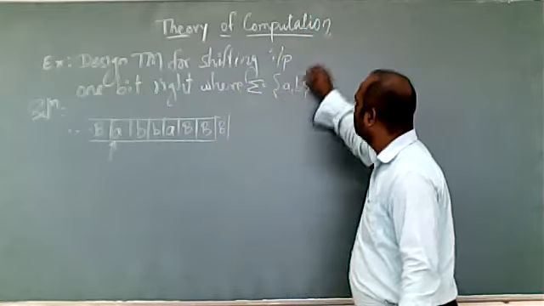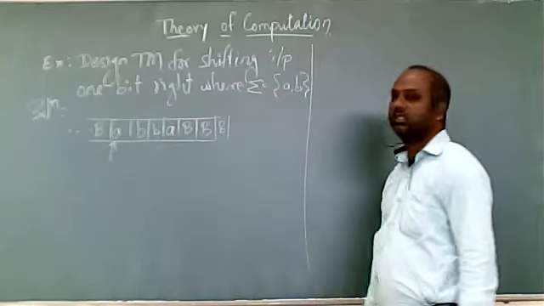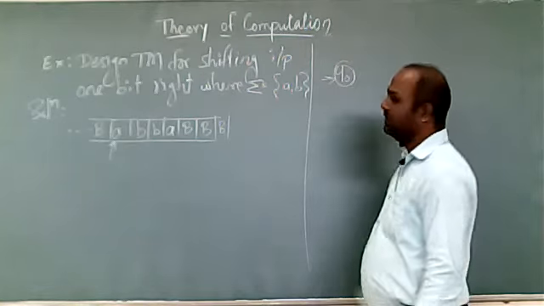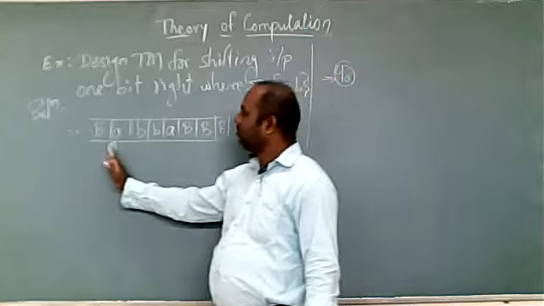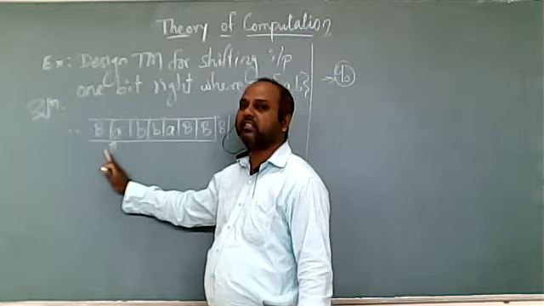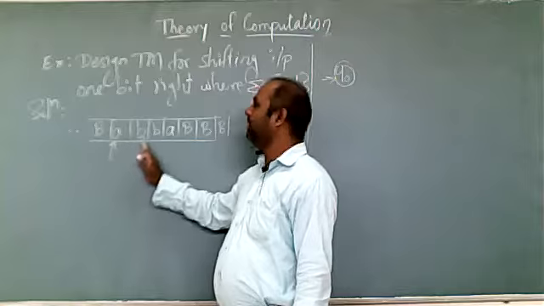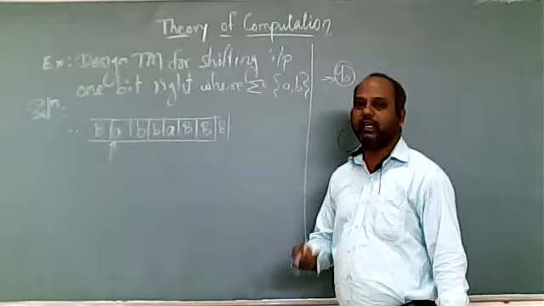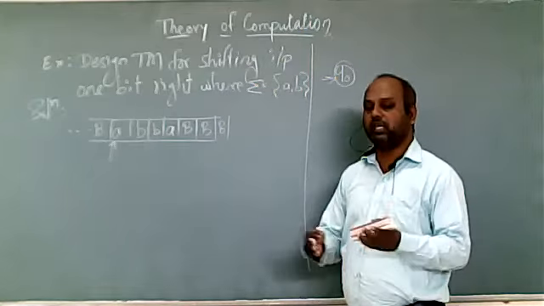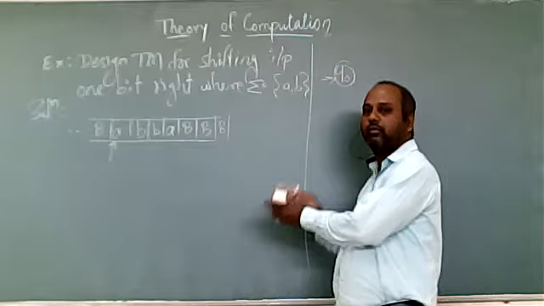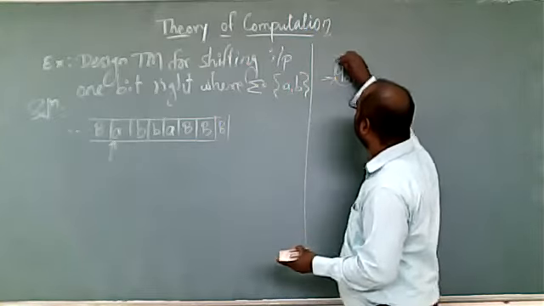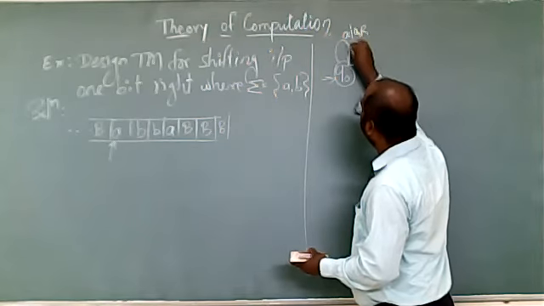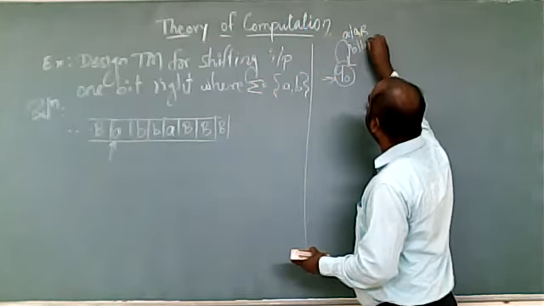How will we design this? We'll start designing the Turing machine simultaneously. Q0 is the initial state. In the initial state, if I get A, skip A. B, skip B, move right. Whatever input I get, A or B, we have to skip and move right. This can be put as a self loop. If A, replace with A and right. If B, replace with B and right.